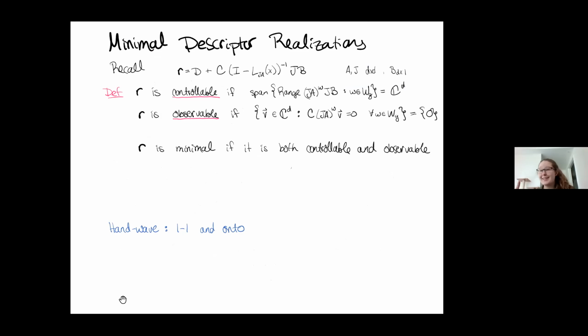Now this is my second to last slide. I promise I'm almost done. One of the things we really care about with these are what's called minimal descriptor realizations. And I have our formal definitions, but what you should think is one-to-one and onto, right? I want to be able to get all of C^D and I want my kernel to be just 0. So it's minimal if it's in some sense a bijection.